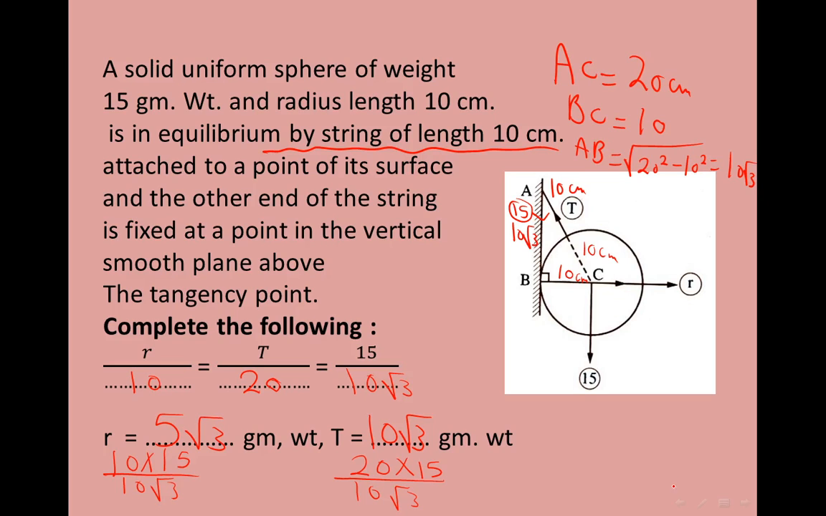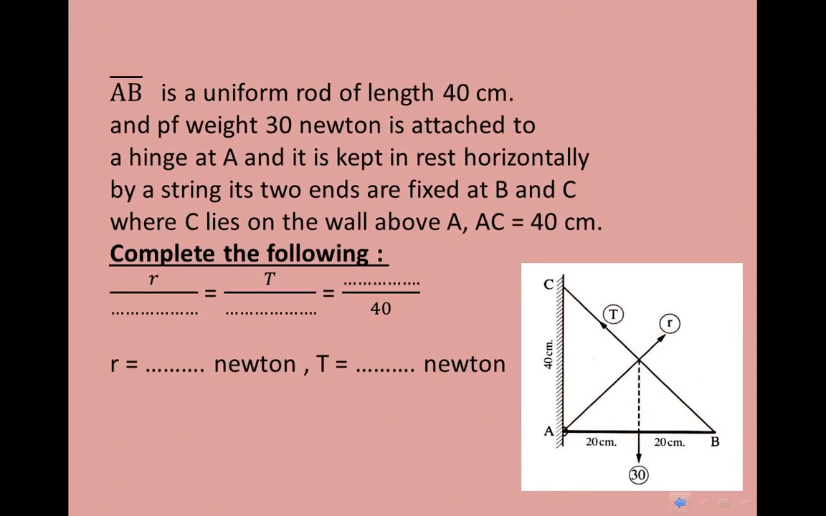Another problem. AB is a uniform rod of length 40 centimeters and of weight 30 Newton. It is attached to a hinge at A and it is kept at rest horizontally.